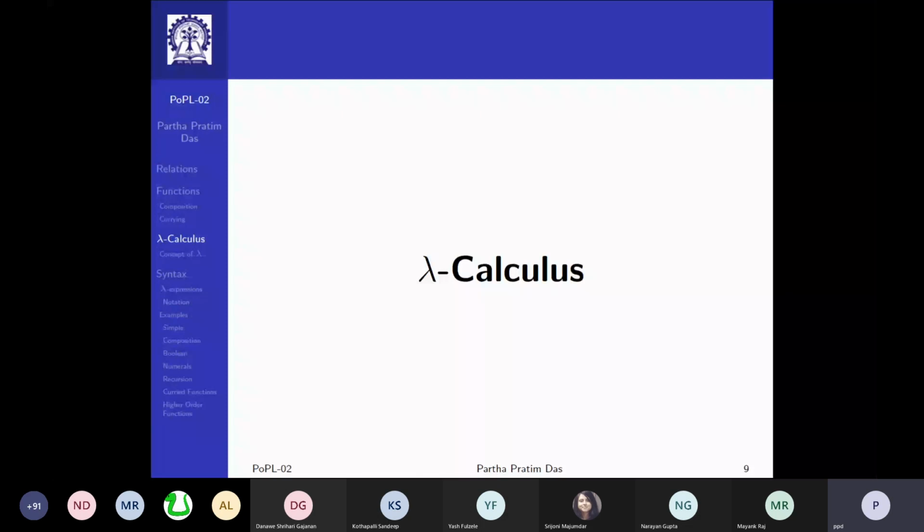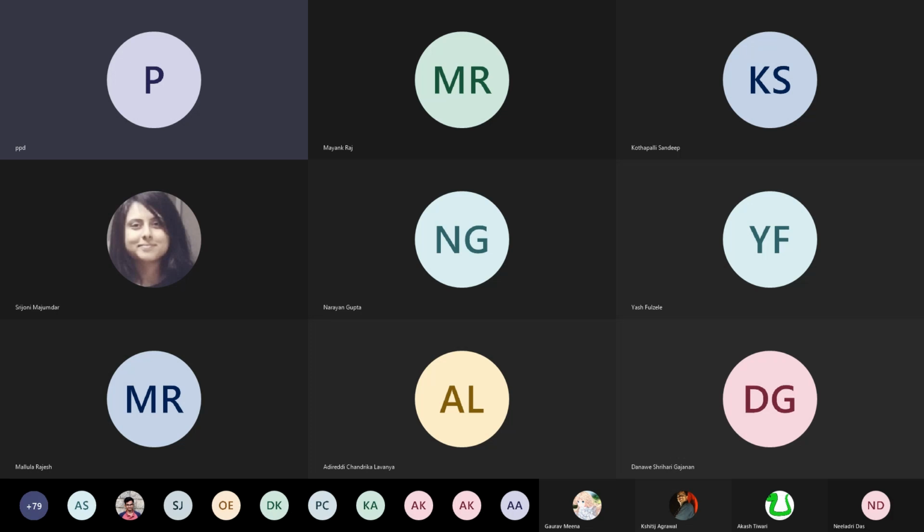Let me stop at this point before I get into lambda calculus and see if there are any questions. If you have any question, please write it in the chat box, or unmute yourself and ask. This is simple, I understand, but this is very foundational and fundamental in terms of understanding the whole concept of lambda calculus and its use. Okay, there is no question till now.